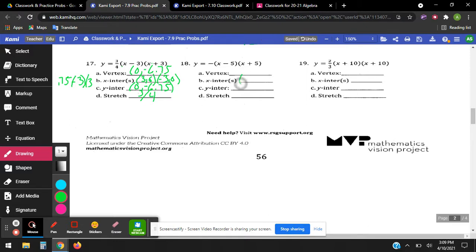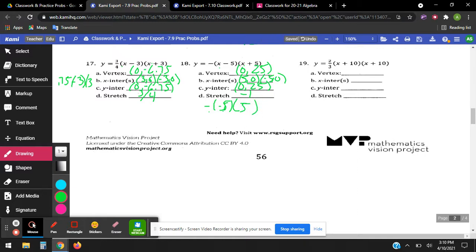X-intercept is 5 for this side and -5 for this one. My vertex is going to be at the 0 again. So here my vertex and my y-intercepts are the same. So let's do a -5 times a +5. There we have a double negative, so my answer is a +25, which means that's my y-intercept as well, and my stretch is a -1.